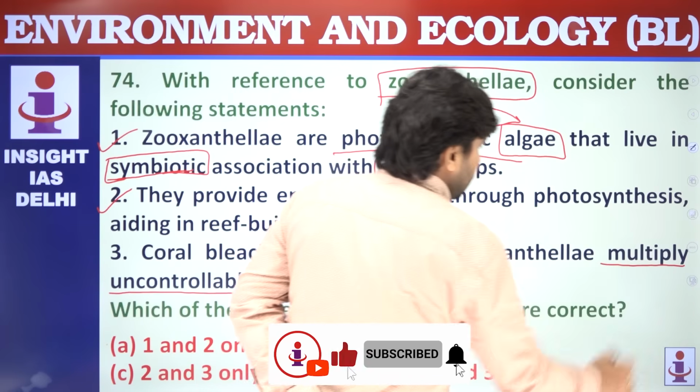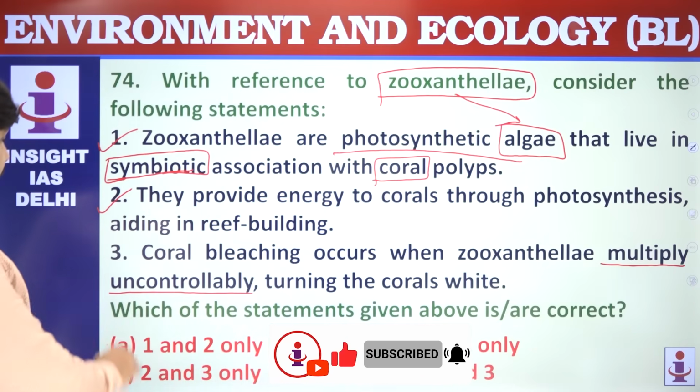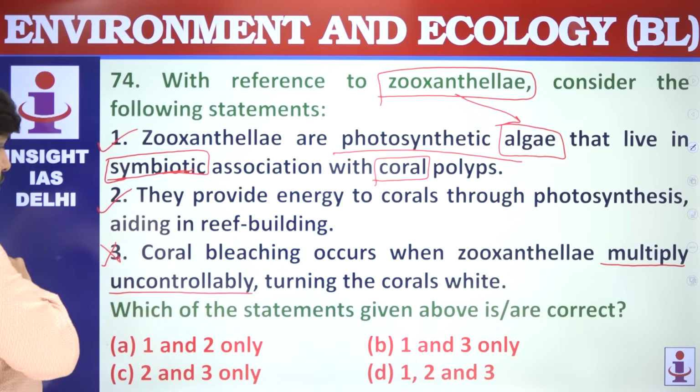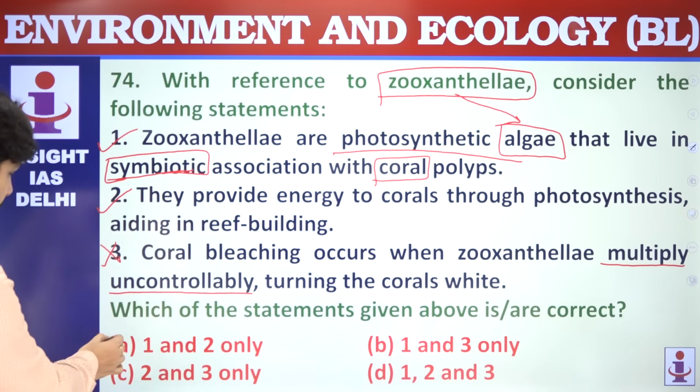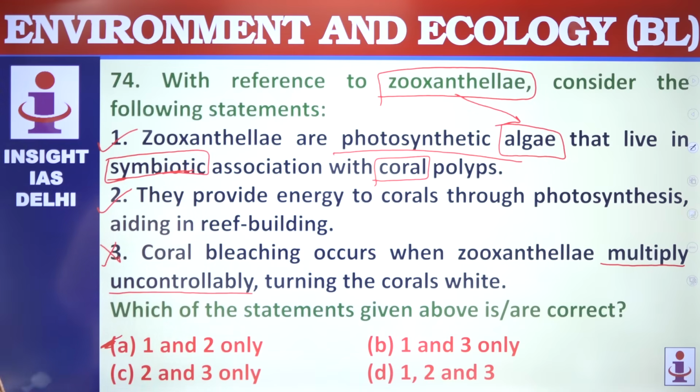Coral bleaching occurs when zooxanthellae are getting lost, not multiplying. So the third one is not correct. 1 and 2 will be correct, option A.